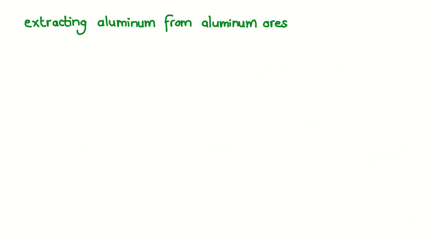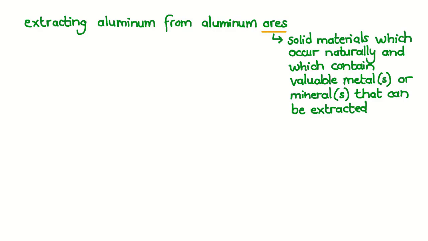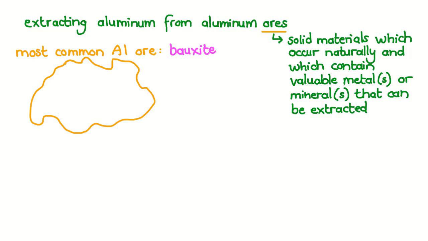Where do we get pure aluminum from? Aluminum, the most abundant metal in the Earth's crust, must be extracted from an aluminum ore. Ores are solid materials such as rocks, which occur naturally and which contain valuable metals or minerals that can be extracted. Millions of tons of aluminum are produced each year worldwide from its ores. The most common aluminum ore is bauxite.